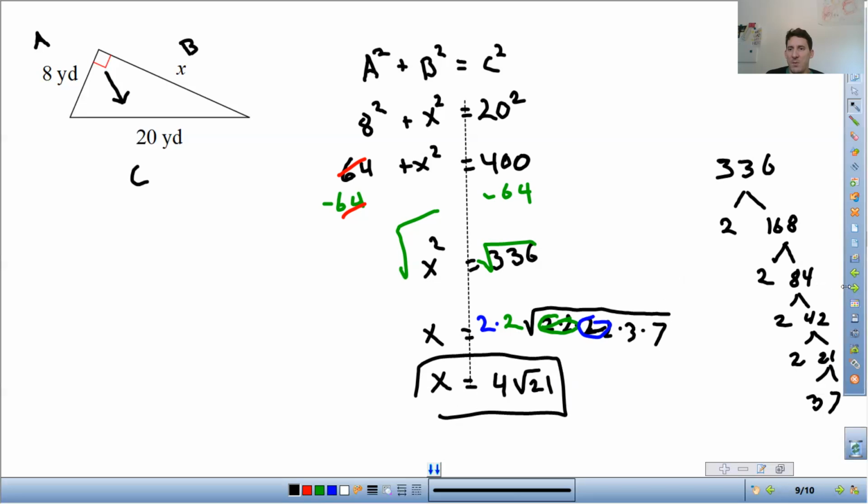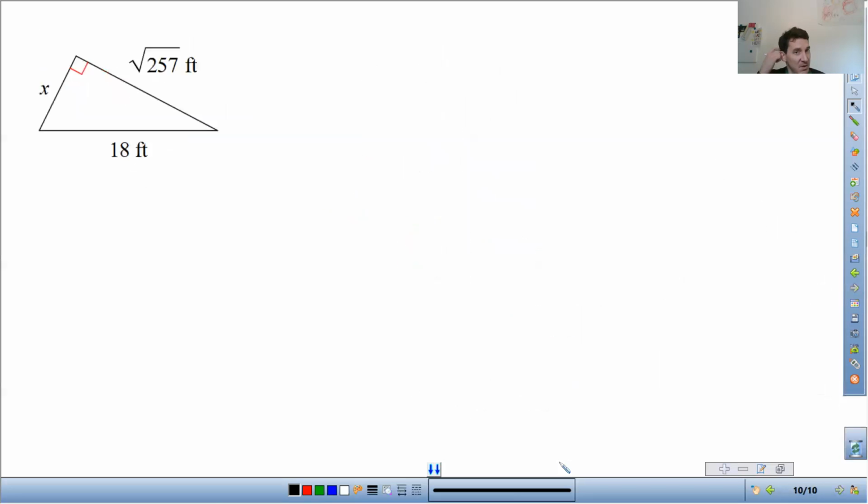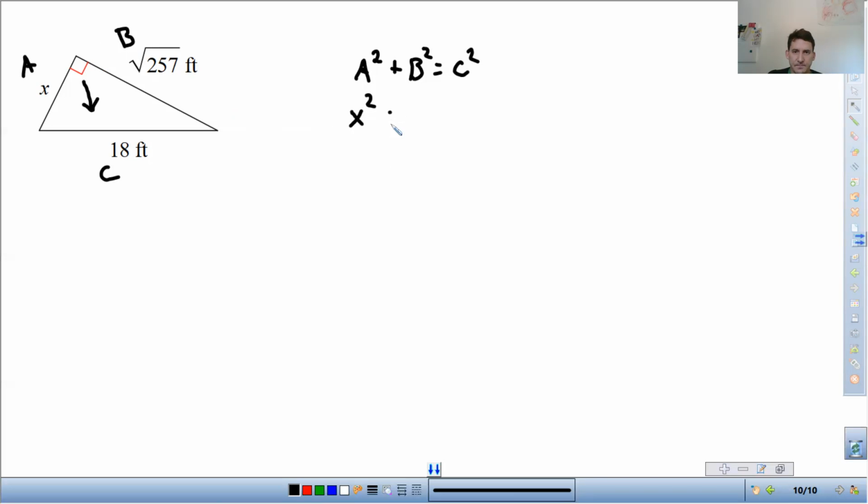There we go. One more example I want to show you. This one can be a little tricky because there is a radical as one of the side lengths. We're just going to do this the same way. A squared plus B squared is equal to C squared. Label the sides A, B, and C. Remember, your C is always the longest side of the triangle. The hypotenuse is C. The A and B then don't matter, they are the other two sides. So A is x plus B is the square root of 257, squared, is equal to 18 squared.